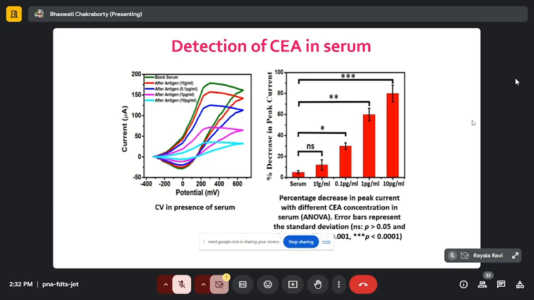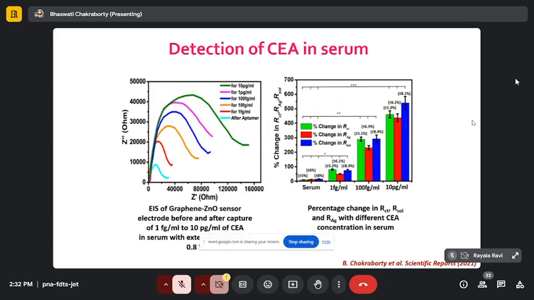Here we have considered the percentage decrease in peak current. What we can see over here is that for the lowest concentration, like 1 femtogram per ml, the standard deviation of that particular concentration is comparable with the blank serum value. So we can't distinguish the blank serum value from this lower concentration of antigen.